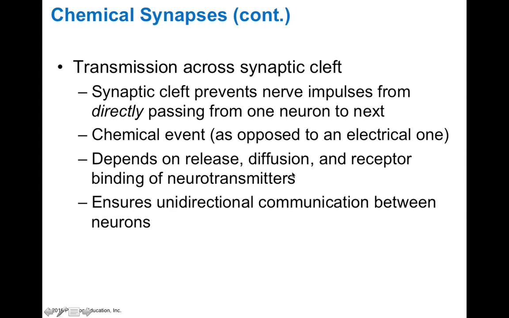And the reason why this is actually more regulatable is because there are lots of steps and it involves chemicals. There are things that the cells can do to either enhance or diminish their sensitivity to these chemicals. Now, this also ensures unidirectional communication between our neurons. If they're separated by space, and the only thing that can communicate across that space are chemicals, it's far less likely that one neuron can excite itself.